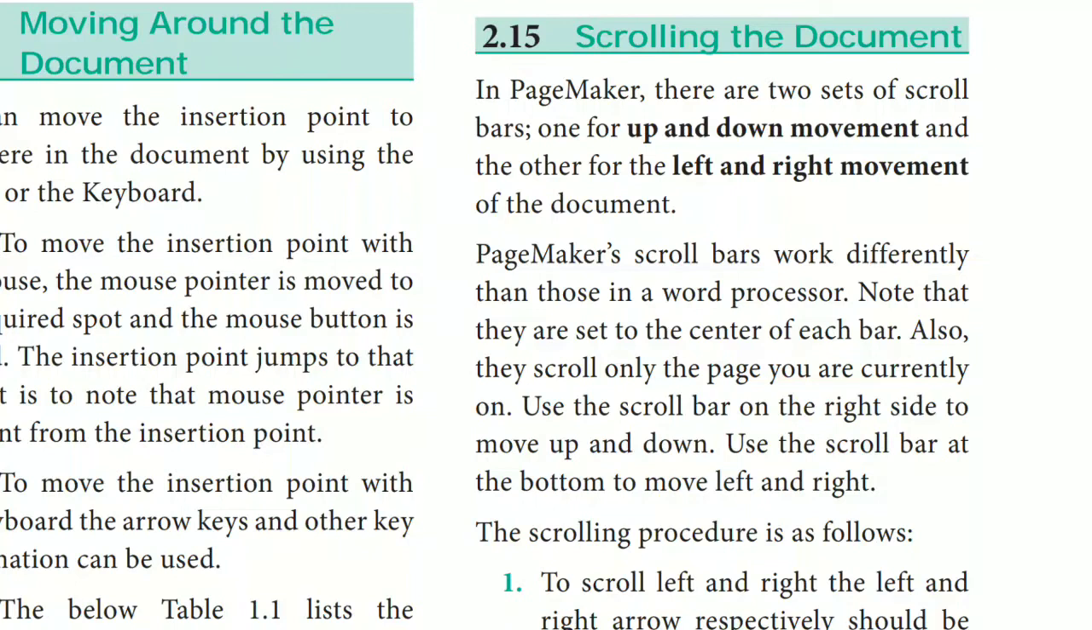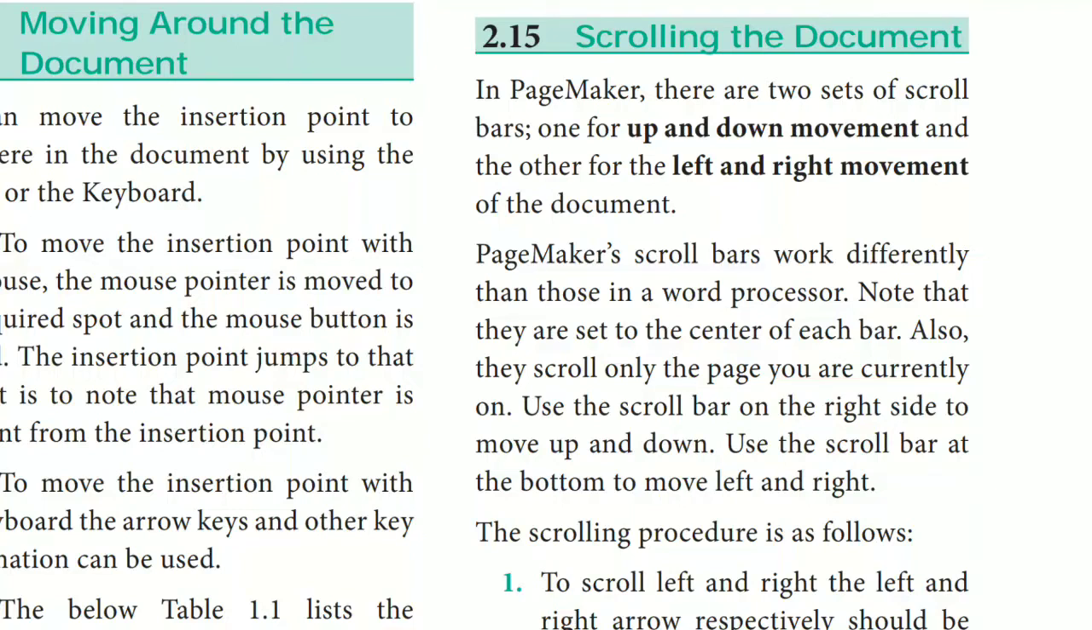In PageMaker there are two sets of scroll bars. You all know the scroll bar at the right side corner, and at the bottom of the screen you can see a small bar which is movable either top to bottom or left to right. This small bar can be moved by clicking and dragging so that you can view the entire document.